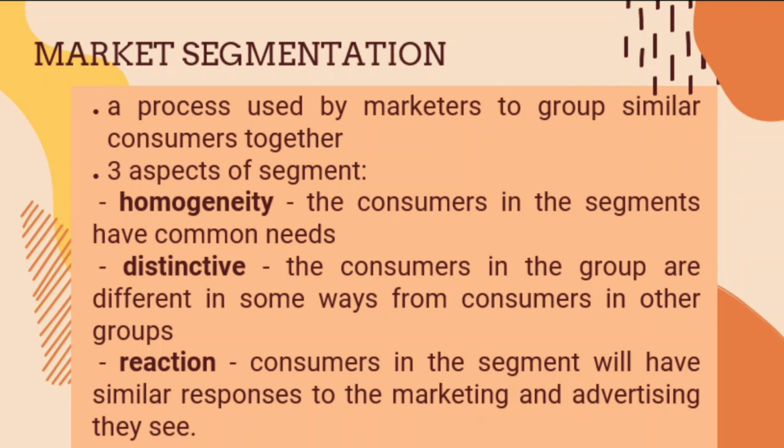So there are three aspects of segment. Number one is homogeneity, which means the consumers in the segments have common needs. So when we say homogeneous, di ba, homo, it means one. So there are similarities. Okay, you have common needs when you are under homogeneity.